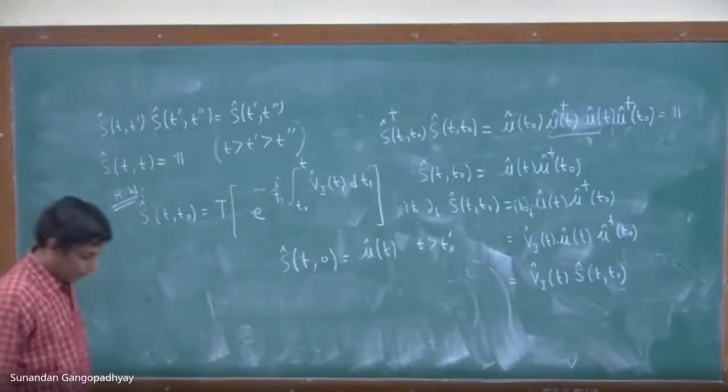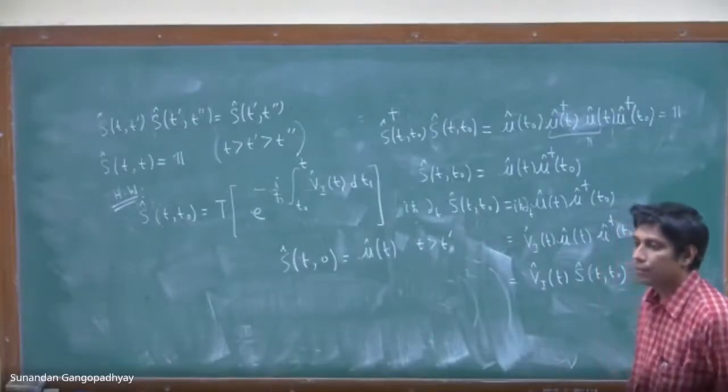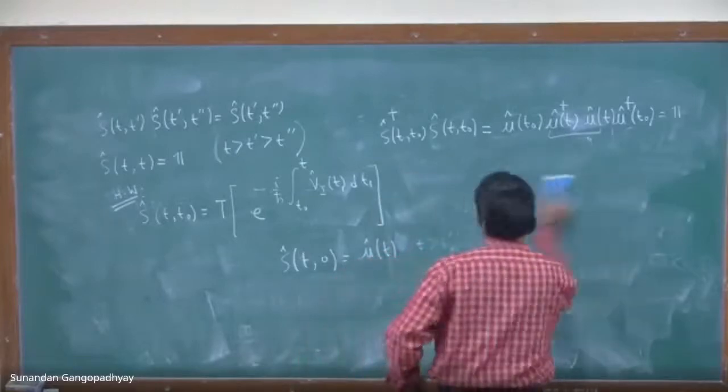Sir, we know the form of U hat t and U hat dagger t naught, and we know that t is greater than t naught. By multiplying the form of U hat and U dagger, can we just write the time ordering of e to the power minus i by h bar? A very good question. Okay, let us do it. Let's see what happens. It's a very nice question.